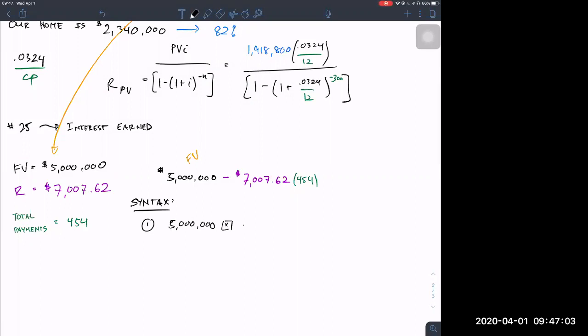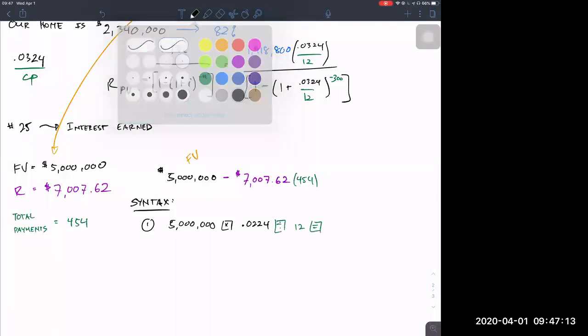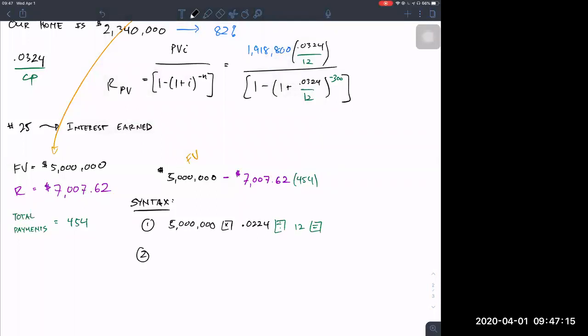20, oh yeah, 0.0224 divided by 12, equal sign. So that one should be fine. That's the numerator. Here's number 2, double parentheses here. First one for the denominator, 1 minus. Then a second one for the inner parentheses, 1 plus 0.0224. Do you do divided by first? Yep, good catch, excellent catch.